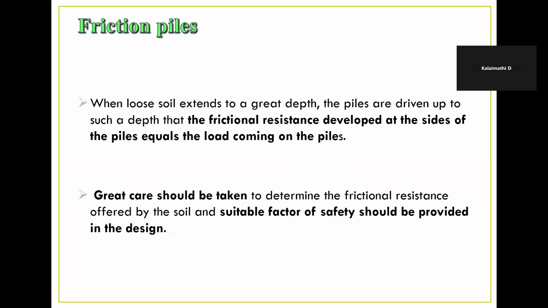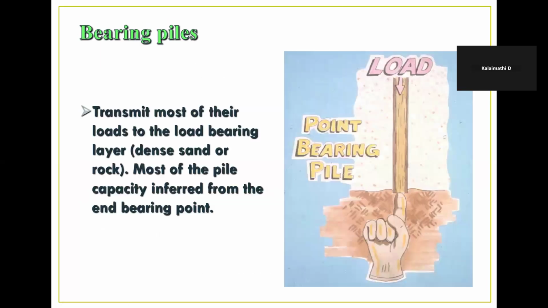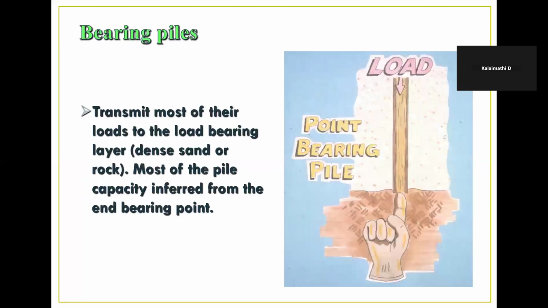Whereas in friction piles, when loose soil extends to a great depth, the piles are driven up to such a depth that the frictional resistance developed at the sides of the piles equals the load coming on the piles. Great care should be taken to determine the frictional resistance offered by the soil, and a suitable factor of safety should be provided in the design. In the previous slide, bearing piles bear the load at the end of the pile, whereas friction piles bear the load along every side, which causes friction and makes the pile grip very tightly with the soil. This is the major difference between the previous slide diagram and this slide picture.